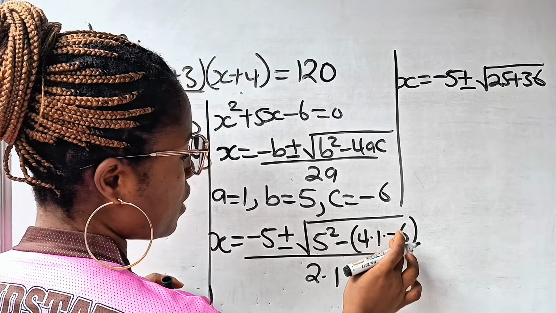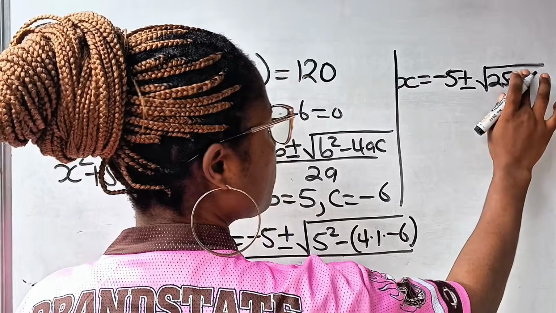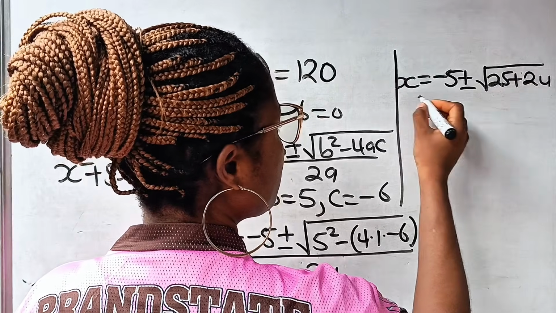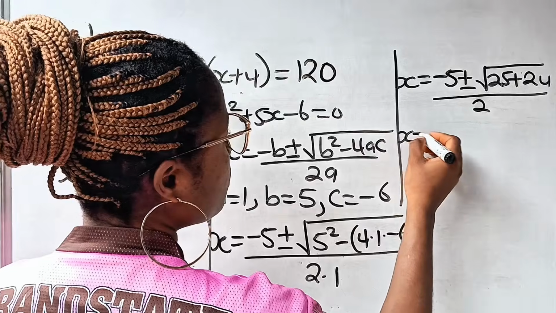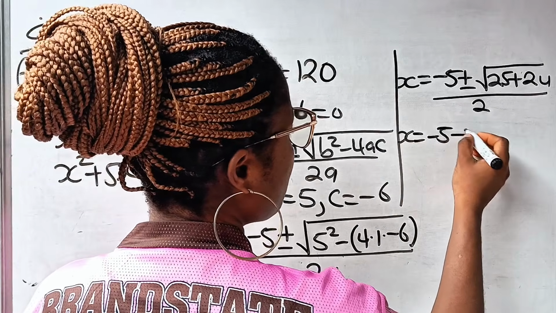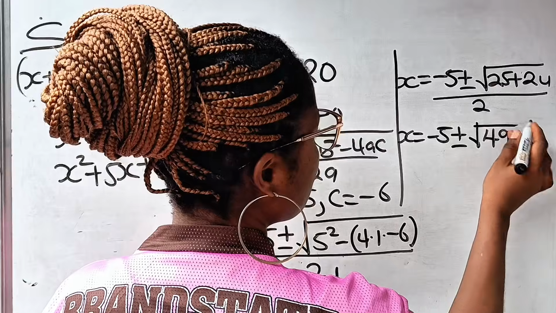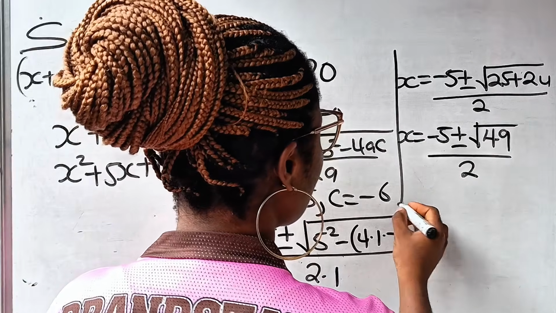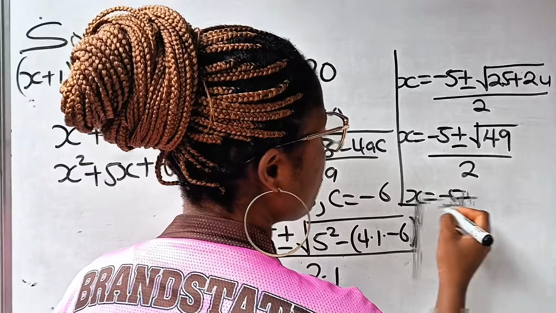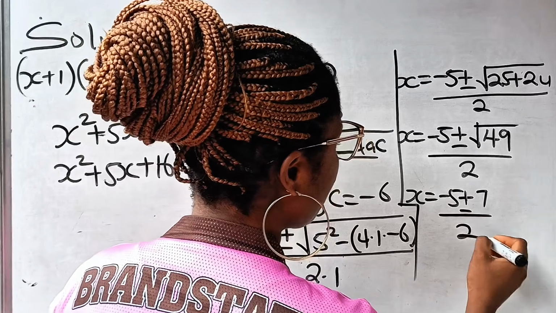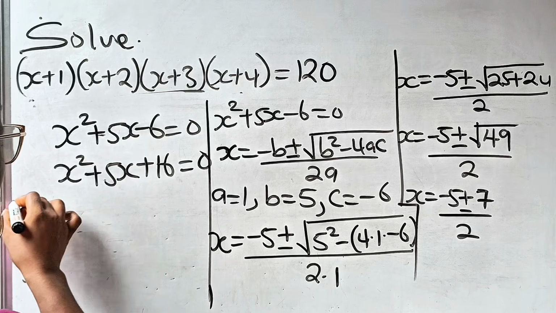So we'll have x is minus 5 plus or minus square root of 25 plus, sorry, 4 times 6 is 24, so plus 24, divided by 2. So our x will be minus 5 plus or minus square root of 49 divided by 2. So we have x is minus 5 plus or minus 7 divided by 2.